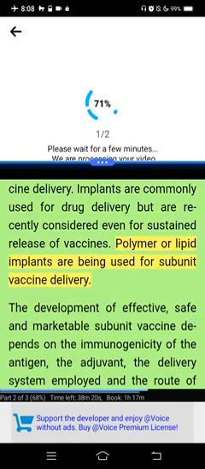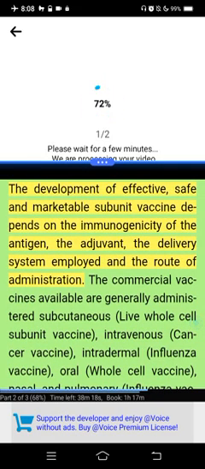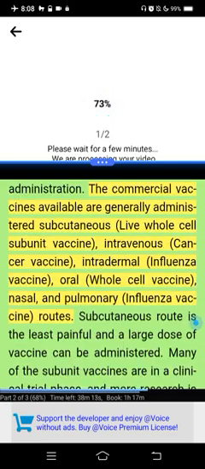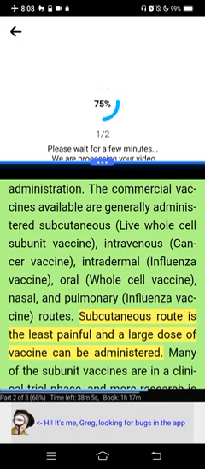Polymer or lipid implants are being used for subunit vaccine delivery. The development of effective, safe and marketable subunit vaccine depends on the immunogenicity of the antigen, the adjuvant, the delivery system employed, and the route of administration. The commercial vaccines available are generally administered subcutaneously, like whole cell subunit vaccine, intravenous cancer vaccine, intradermal influenza vaccine, oral whole cell vaccine, nasal, and pulmonary influenza vaccine routes. Subcutaneous route is the least painful and a large dose of vaccine can be administered.